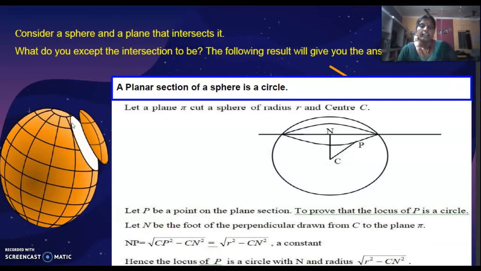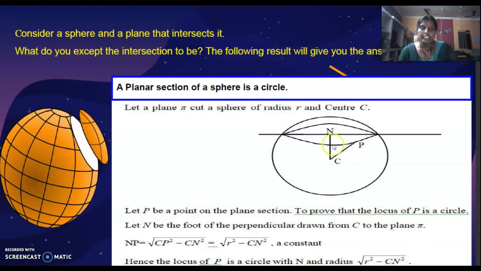Shall we prove this? Let a plane pi. See this figure also. This is a plane, okay. The plane pi cuts a sphere. So this is the outer sphere, of radius R, this is the radius, and the center C. Okay, this is the center. Then let P be a point on the plane section. We have cut the sphere using the plane and P is a point on the plane section. Okay, yes. To prove that the locus of P is a circle. So a planar section of a sphere is a circle. So we can prove this one. The locus of P is a circle.